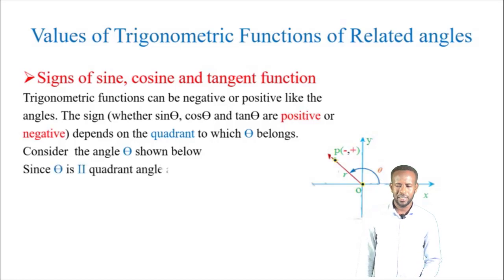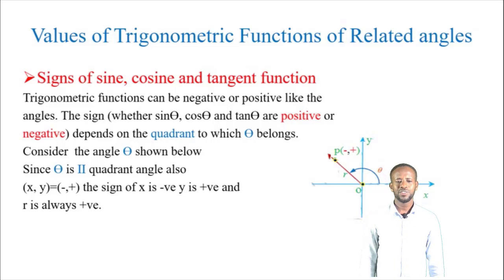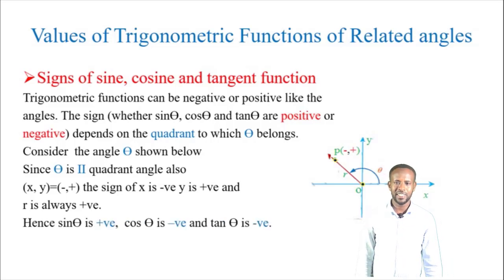Since theta is a second quadrant angle, the point x, y has signs minus, plus. The sign of x is negative, the sign of y is positive in the second quadrant. So based on this, r is always positive. We don't care about r. r is positive, no change at all in r, everywhere, whether in quadrant 1, quadrant 2, or quadrant 3. Now, sine theta is positive. Cos theta is negative and tan theta is negative. Do you see? The value of x stands for cos, the value of y stands for sine, and the division of the two stands for tan. So here in the second quadrant only sine is positive. The two other basic functions are negative.